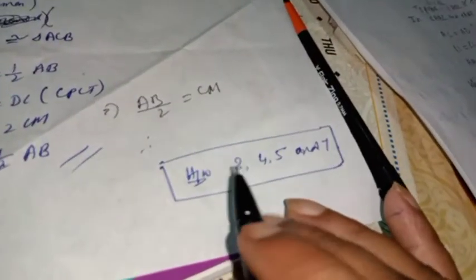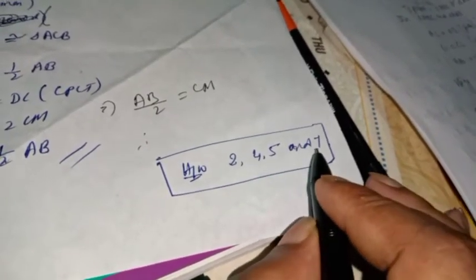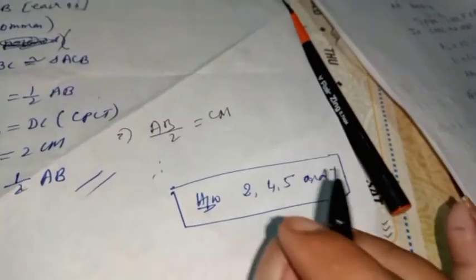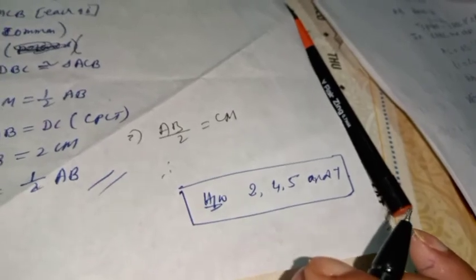And please try this homework to get positive confidence. Homework: question numbers 2, 4, 5 and 7, exercise 7.1. And submit it in the evening. Thank you. God bless you.